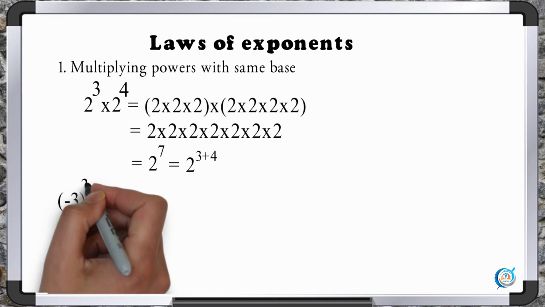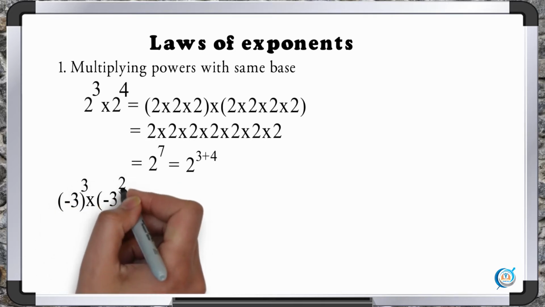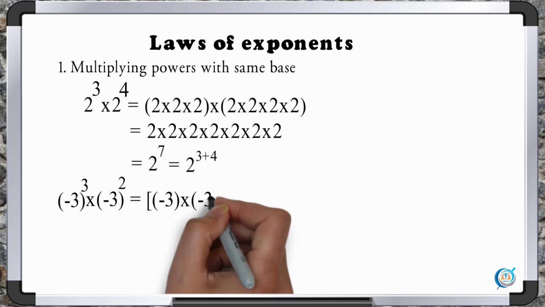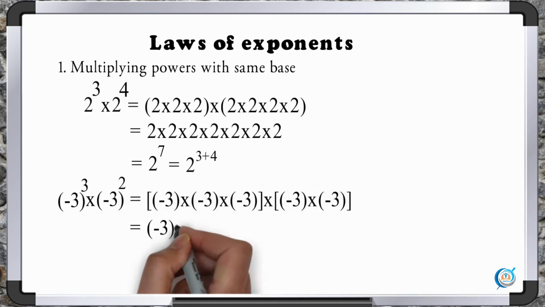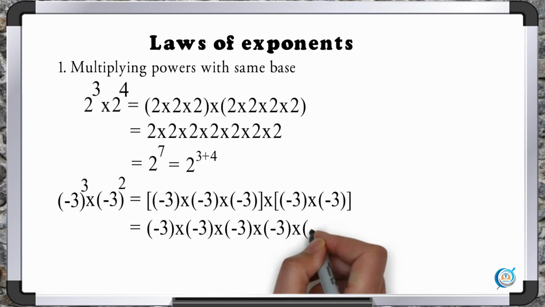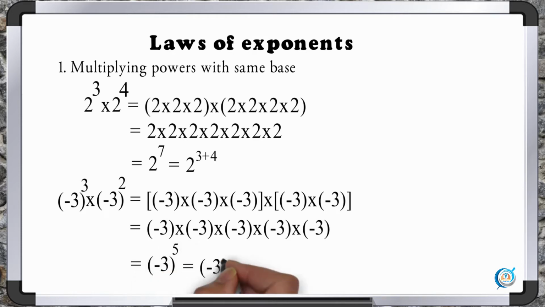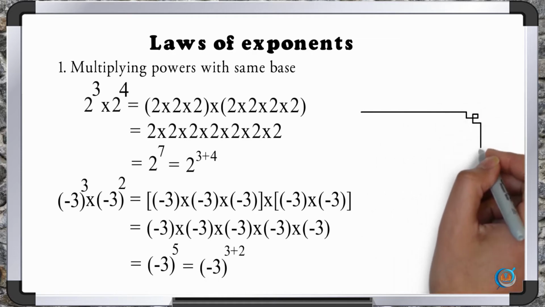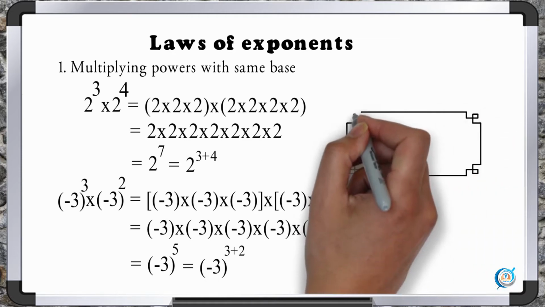In the same way, we will do one more question: minus 3 power 3 into minus 3 power 2. Minus 3 power 3 is multiplying minus 3 three times, and minus 3 power 2 is multiplying minus 3 two times. So in total it is minus 3 power 5, that is minus 3 power 3 plus 2.